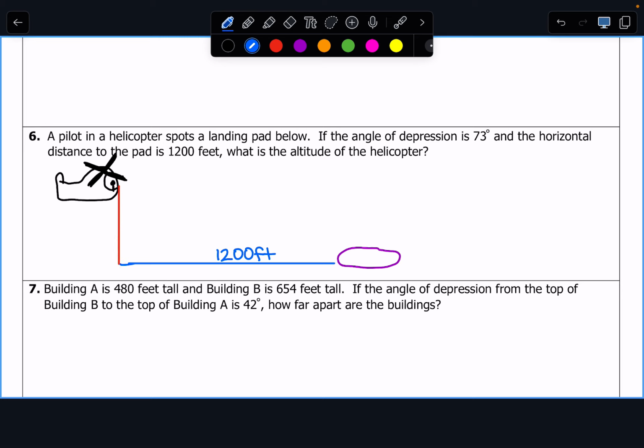Oh, I did this on the wrong one. I told you we were skipping. Okay, so we are looking for the altitude. Now, here's where people have a hard time. We know that he's looking down here at the landing pad, where normally if he was looking straight out, he would be looking that way. So the angle of depression is this guy right here.